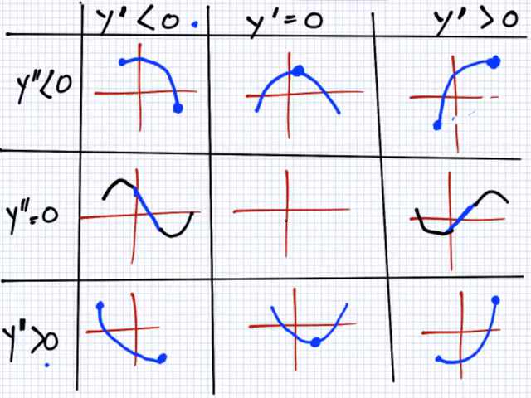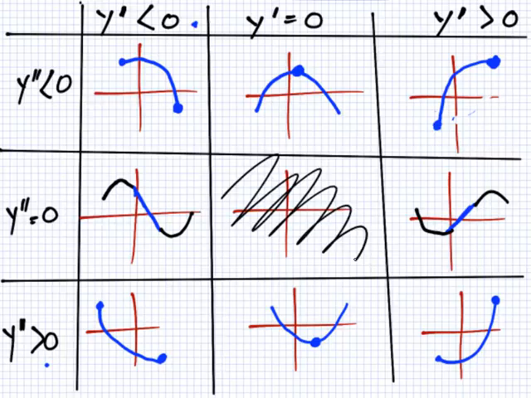And lastly, when the first derivative and the second derivative are both zero, what's the middle one? Is there an answer for the middle one? No. So it's the question mark graph. We don't know. You can't tell what it is in situations when the first and second derivative are both zero. There's not enough information. It literally could be any shape.